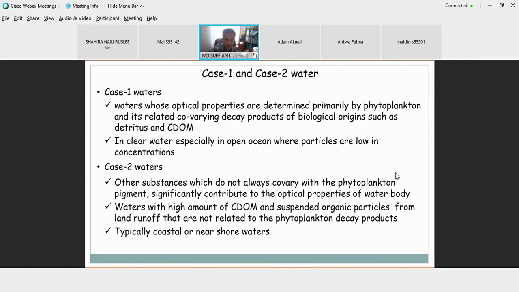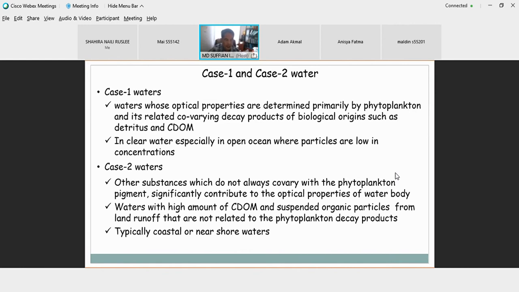There is a good relationship between phytoplankton and CDOM and detritus. Sebab apa CDOM and detritus dia berasal daripada phytoplankton. And the optical properties are dominated by phytoplankton. So Case 1 water selalunya kita refer kepada open ocean, clear water.